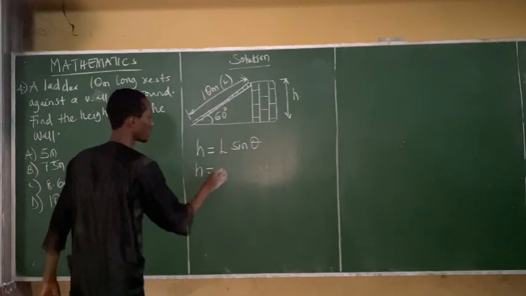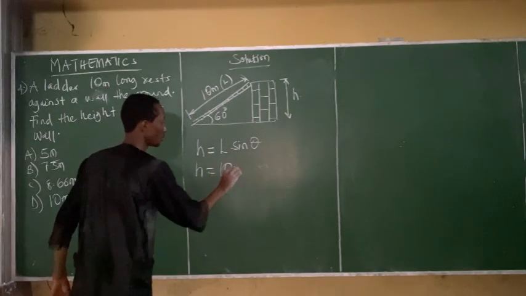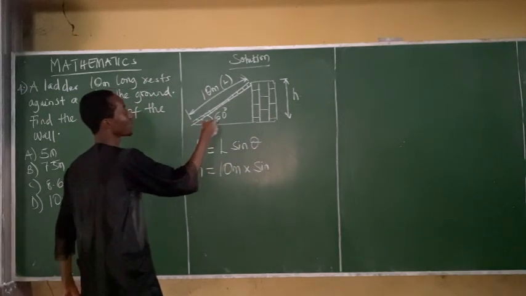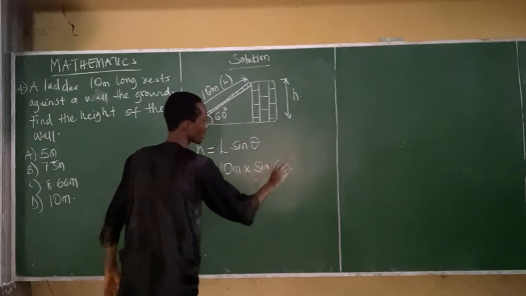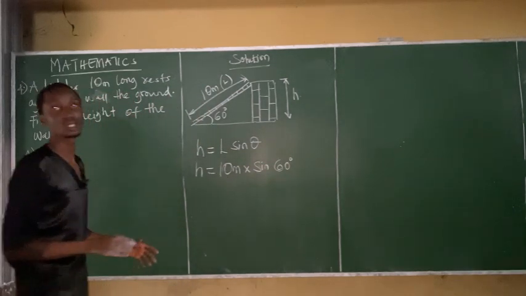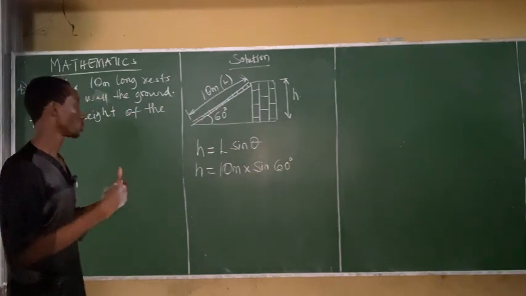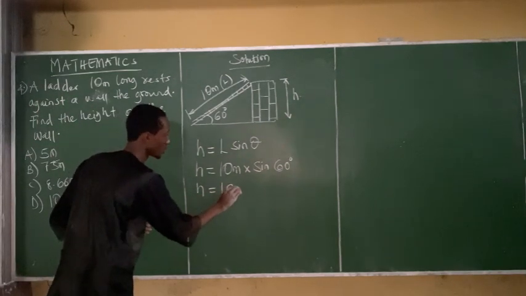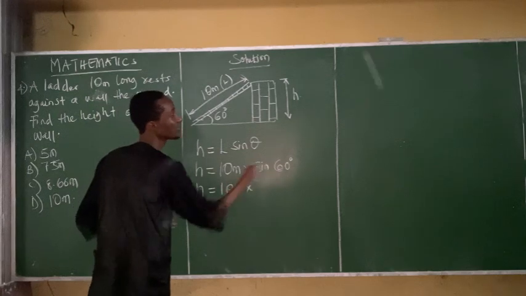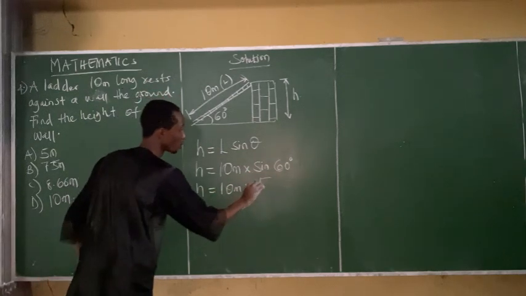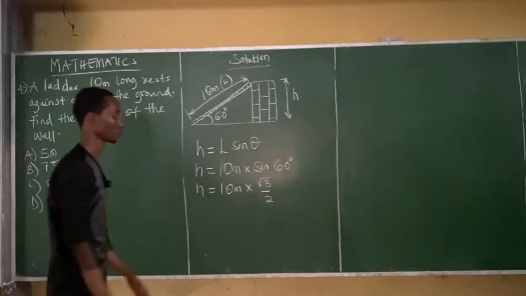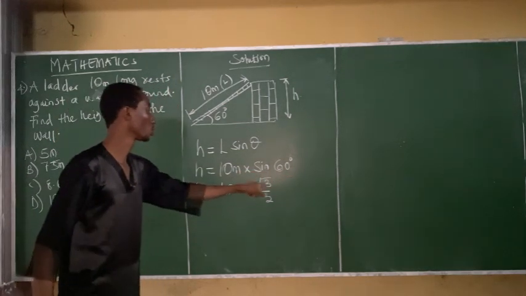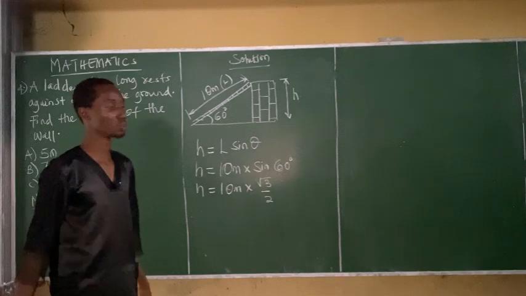If we substitute these values into this equation to get the height, we have h is equal to L, which is 10 meters, times sine theta. From this diagram, theta is 60, so we have sine 60 degrees. Don't forget, we're going to solve this question using some trigonometric rules. h is equal to 10 meters times sine 60, which is root 3 over 2. Yes, sine 60 is equal to root 3 divided by 2.